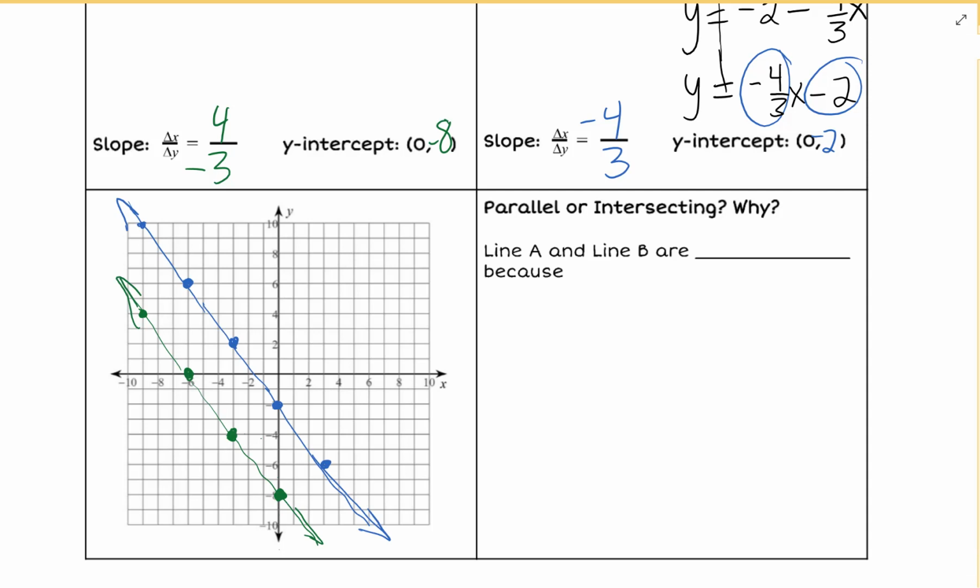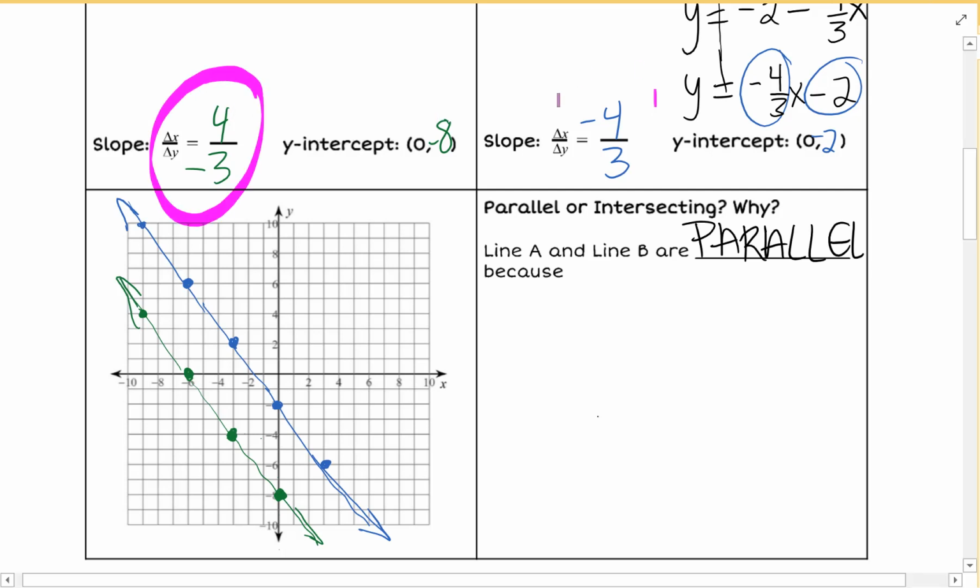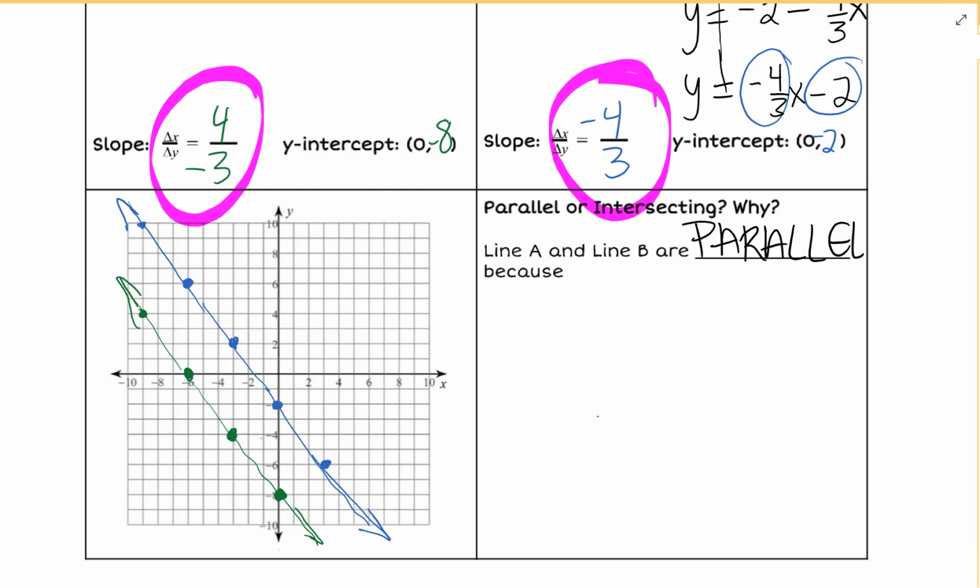And these lines are parallel. And how do we know that? Even before we graphed, we can see this slope is the same as this slope. They have the same slope. Parallel lines have the same slope.